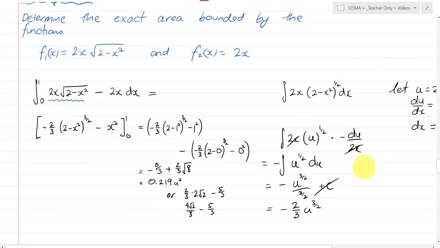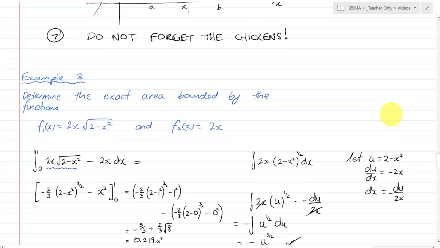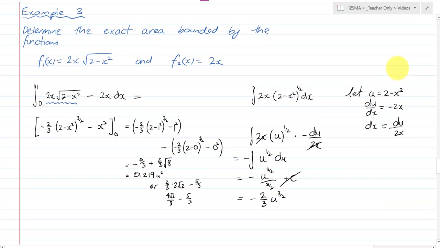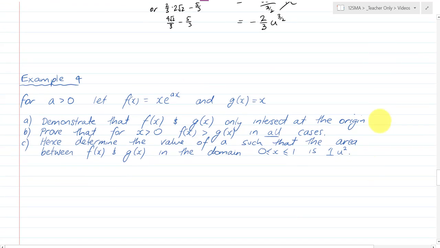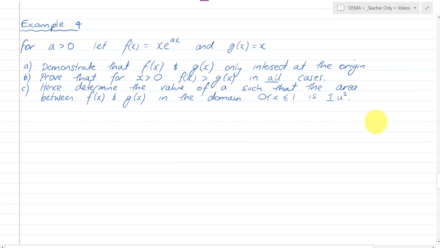We had to do a bit of calculator work, or you might need to do a little bit of work pen on paper to first determine those points of intersection. Example 4: for all a greater than 0, let f of x equal x e to the power of ax, and g of x equal x. Demonstrate that f of x and g of x only intersect at the origin.